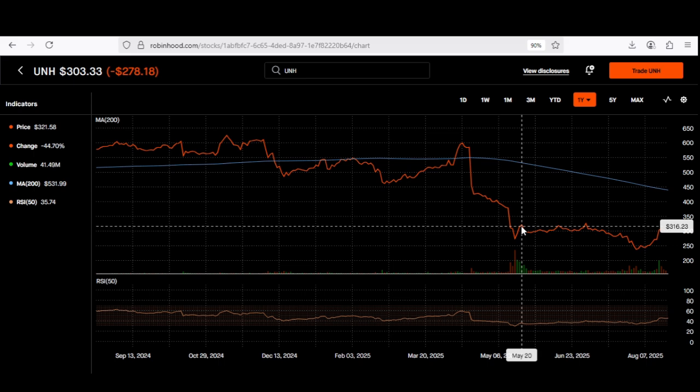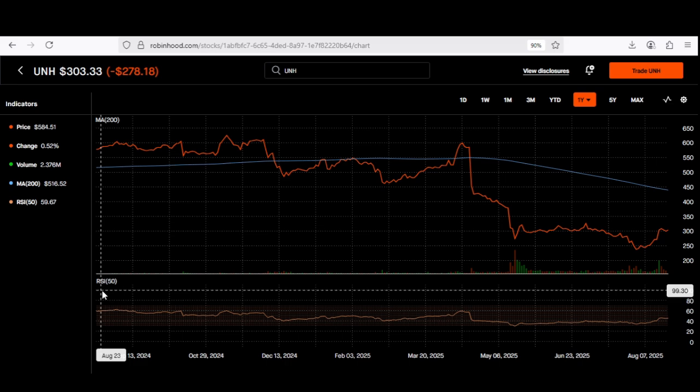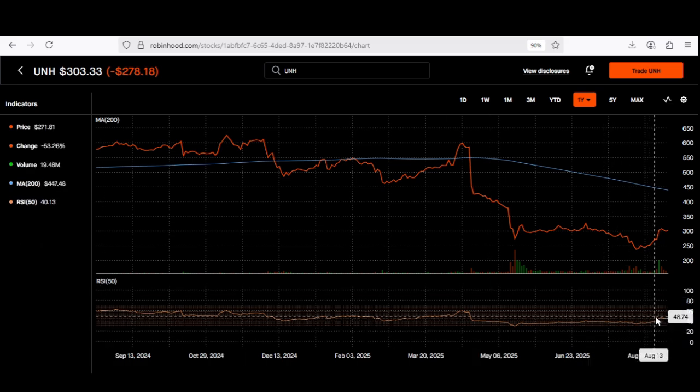Now, let's go ahead and check out the RSI, which is down here, the Relative Strength Index. From the previous video I made, the RSI is still smack right where it was, right around the 50 RSI. So it's pretty much still in neutral territory.